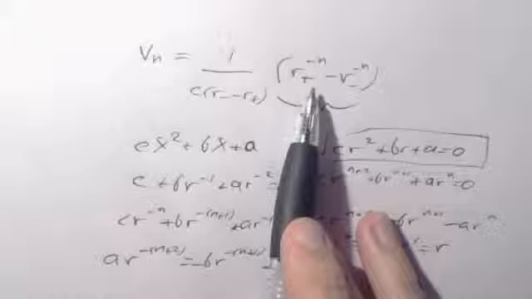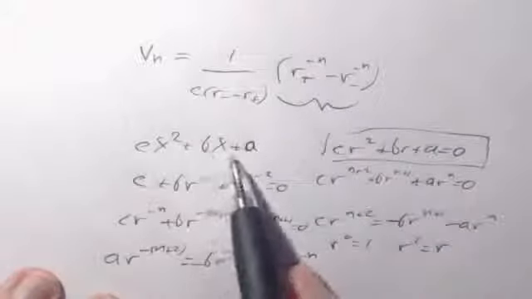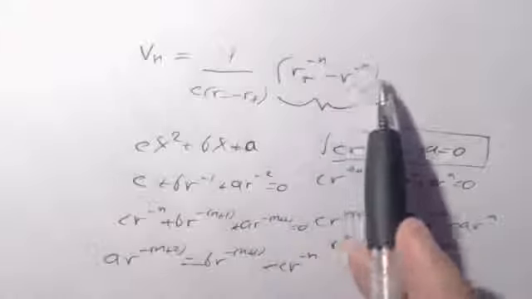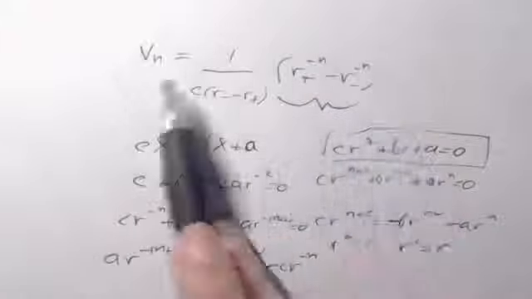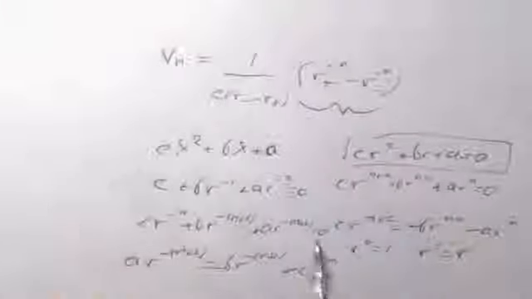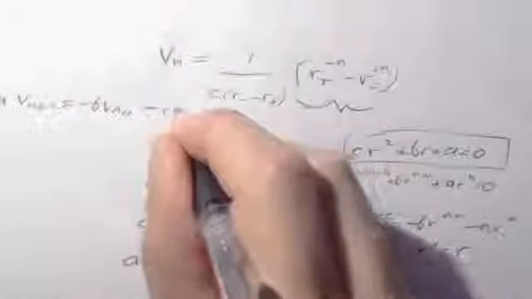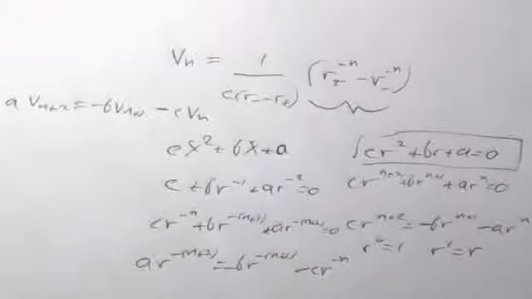And since vn is a linear combination of roots of this quadratic to negative power, vn will also satisfy this recurrence relationship. That gives us a recurrence relationship for n. So you have that a v n plus 2 equals minus b v n plus 1 minus c v n. Nice recurrence relation there for v.